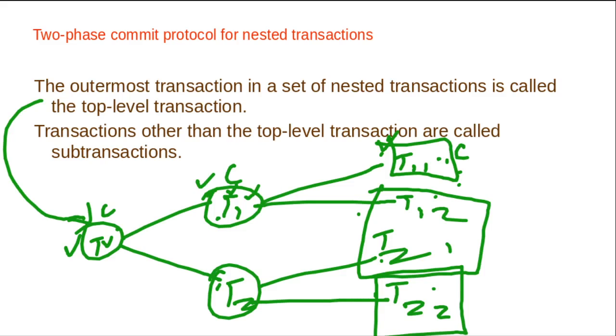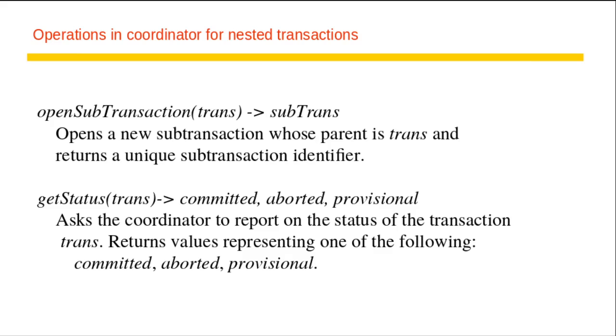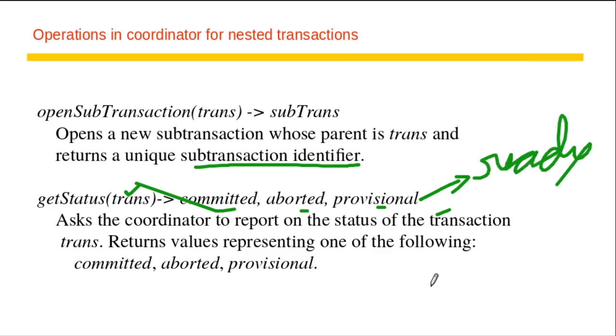So before understanding that, let us see two commands. One is openSubTransaction. You can already understand: it will open a sub transaction and issue a sub transaction identifier. And getStatus is another, where you fetch this transaction and find out its status, whether it is committed, aborted, or provisional. Provisional commit will be a status where it says that it is ready to commit. It is ready to commit, however it has not saved in permanent storage. We should remember that there is such a status.